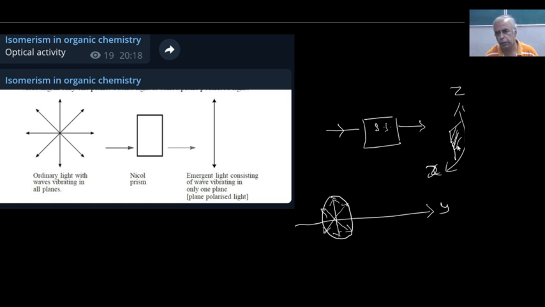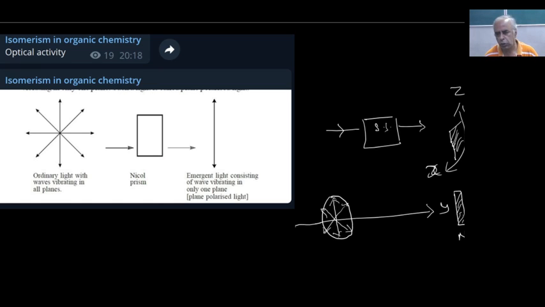Are you able to understand this? So this is the vertical plane. The xz is the vertical plane. Y is the direction of propagation of light. So when it goes like this, and when it is passed through, listen to me carefully, when it is passed through a prism called a nickel prism. Okay, it is a type of prism. It's known as the nickel prism.